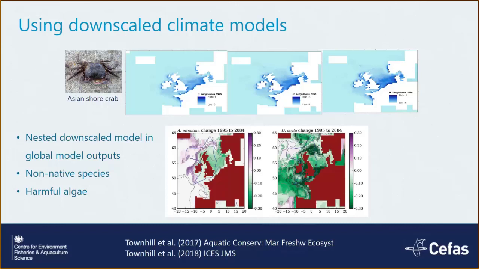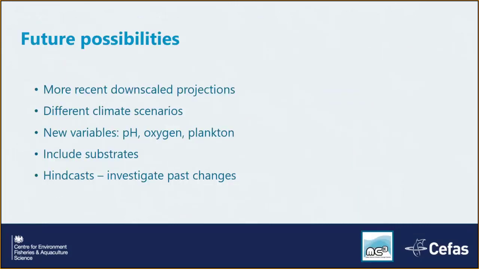And we did a couple of studies, one of which on non-native species, and one of which on harmful algae. But there's many other, obviously, lots of possibilities with this kind of work. Many more downscaled projections are appearing in different parts of the world now. So in shallower shelf seas where the global models aren't quite so useful, we can start to do more of these studies, which is really nice.